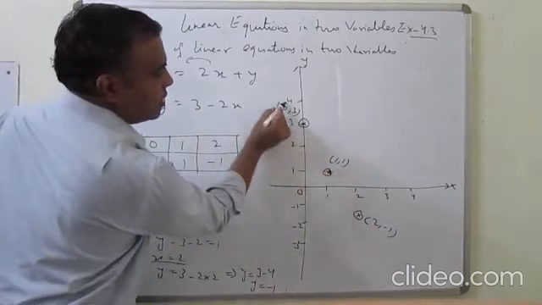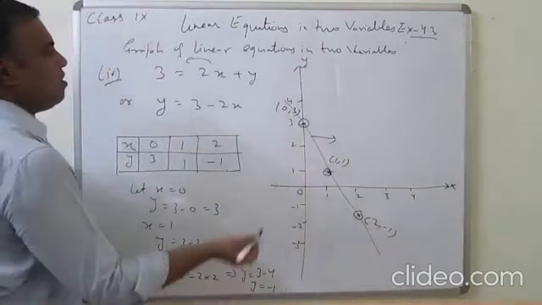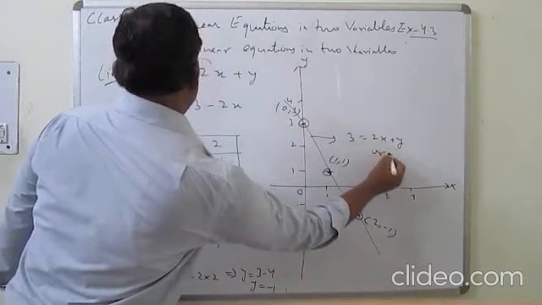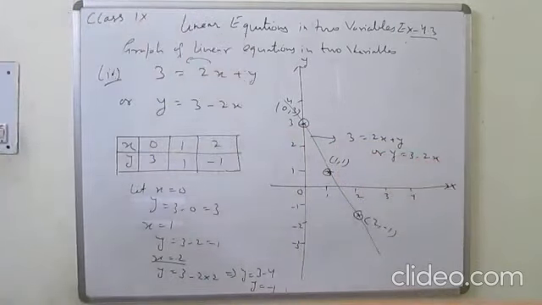Now join these points, you will see that this is a straight line. So this is the equation of 3 is equal to 2x plus y, or you can say that y is equal to 3 minus 2x.